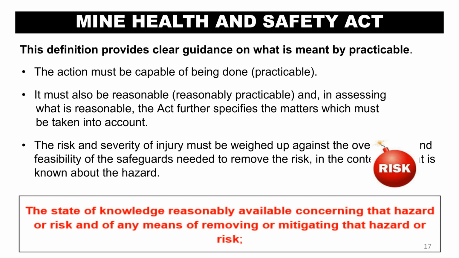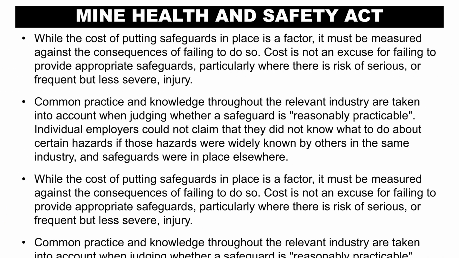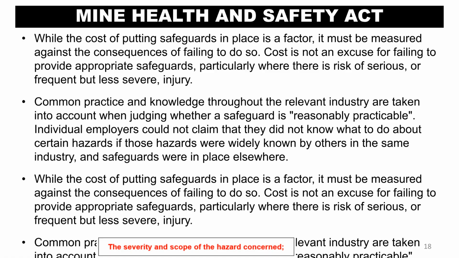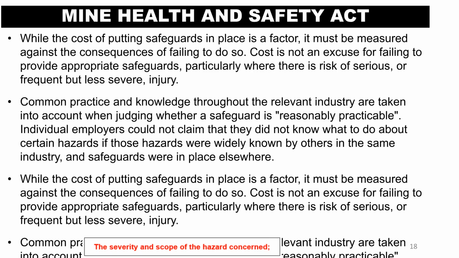This involves weighing the risk and severity of injury against the overall cost and feasibility of safeguards, considering what is known about the hazard. Cost is not an excuse for failing to provide safeguards, especially where the risk of injury is serious. Common practice and industry knowledge are considered when judging reasonably practicable, meaning employers cannot claim ignorance if safeguards are widely known and used elsewhere.